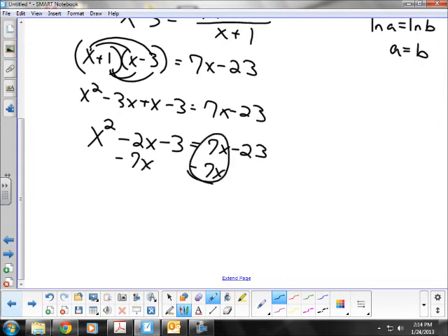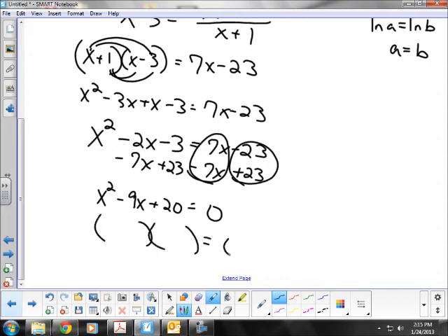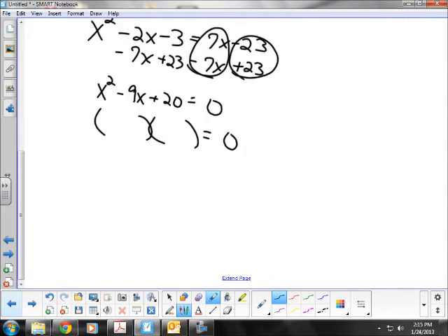And what else? Add the 23. So I get x squared minus 9x plus 20 equals 0. So that all zeroed out. That one factors, right? Can y'all tell me what the factors are for it? You didn't think so.